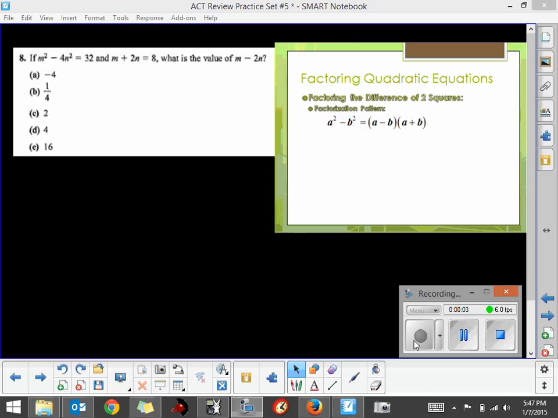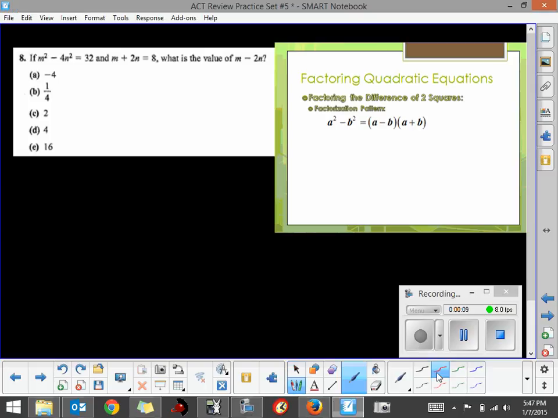Number 8 can be done easily if you remember your factorization patterns. I'm showing you the factorization pattern of the difference of two perfect squares because that is what this problem hinges on. If you know that, it goes fairly quickly. So if we have m squared minus 4n squared equals 32, and they're giving us m plus 2n equals 8, then they're asking us what is m minus 2n.